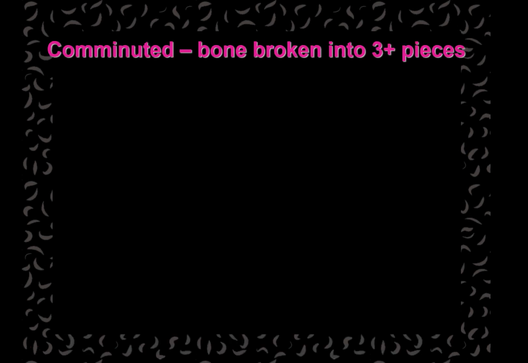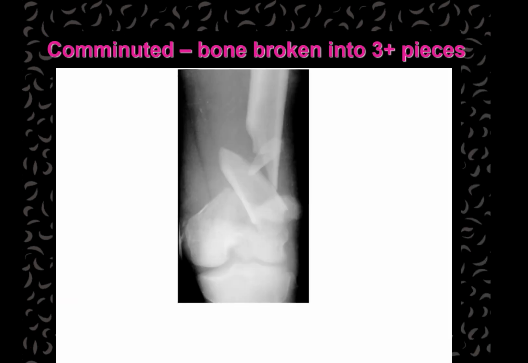A comminuted fracture is a bone broken into 3 or more pieces. So here we have a knee, and as you can see here, they're going to need all the king's horses and all the king's men to put Humpty Dumpty back together again. We have a broken bone here, here, here, and obviously the end here. So that's going to be a bigger deal.